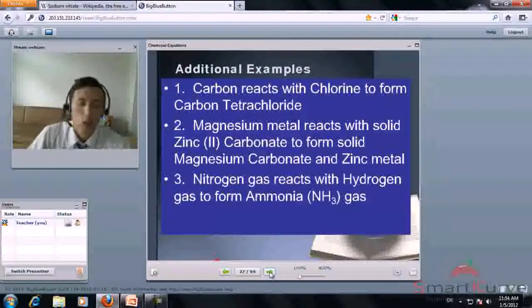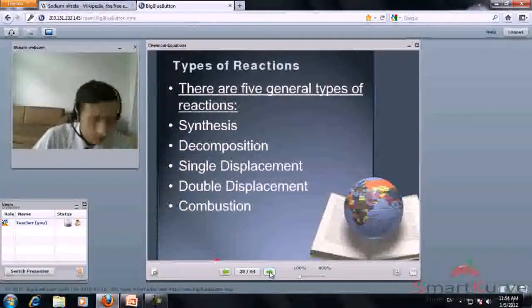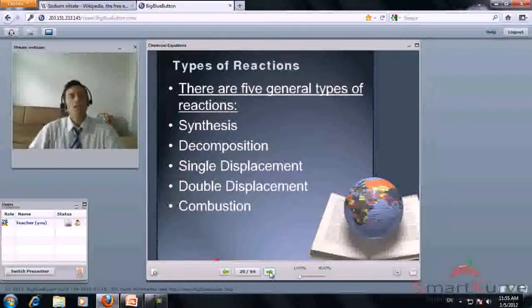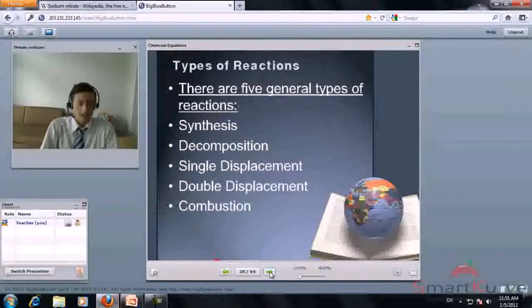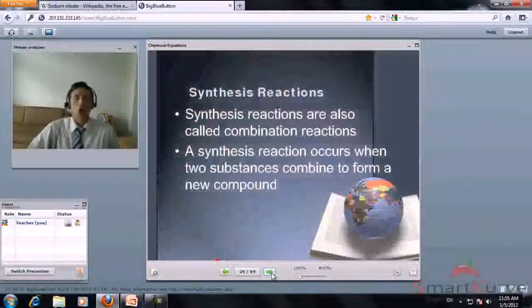Okie dokie. More examples there on slide 27. On slide 28, we see the different types of chemical reactions. Remember I said at the beginning of the lesson that there are 5 basic types. Here we see them: synthesis, decomposition, single displacement, double displacement, and combustion. Let's look at each of these types of reactions one at a time. We'll start at the beginning with synthesis.